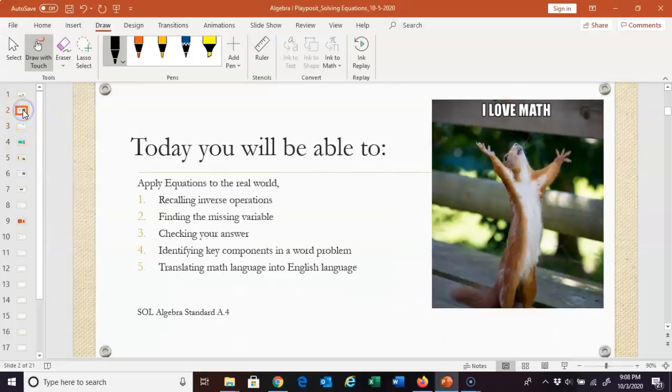All right. So today we're actually going to look at applying equations to the real world, and then we're going to solve multi-step equations.